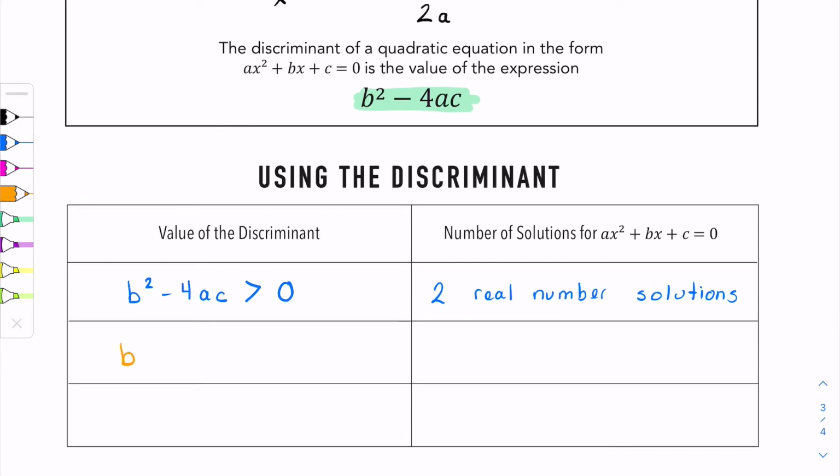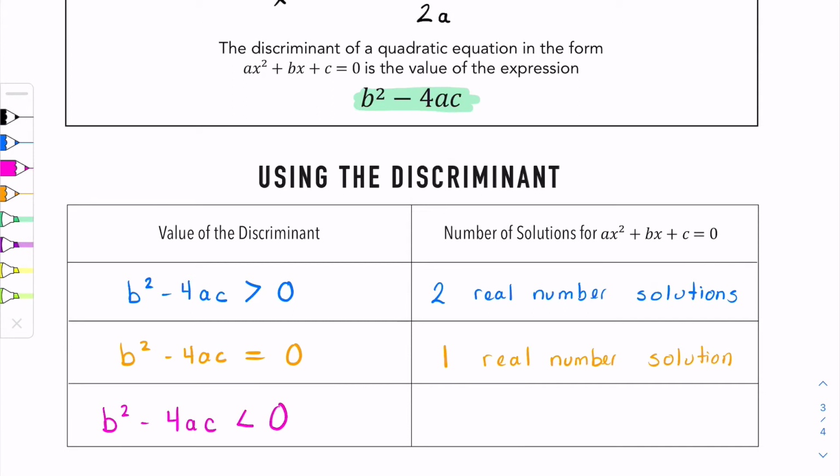Next, if the discriminant simplifies to a number equal to 0, so that would be b squared minus 4 times a times c simplifying to 0, that's telling you that you have 1 real number solution. And lastly, if the expression b squared minus 4 times a times c simplifies to less than 0, then you have no real solutions. You specifically have 2 imaginary solutions.